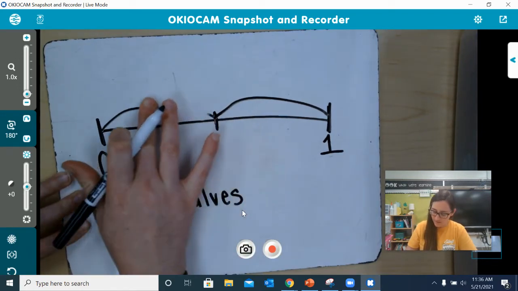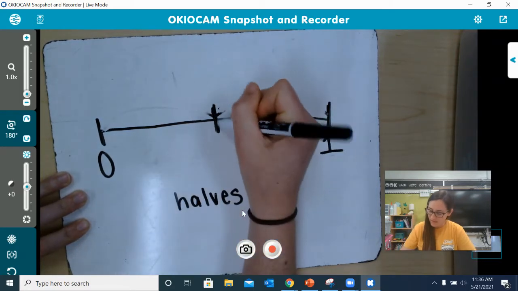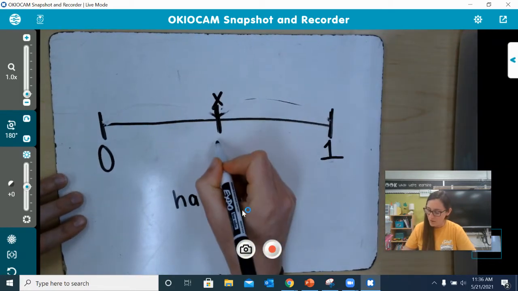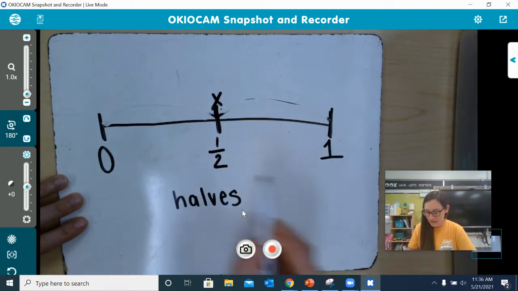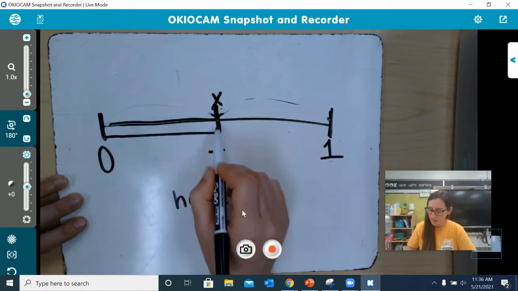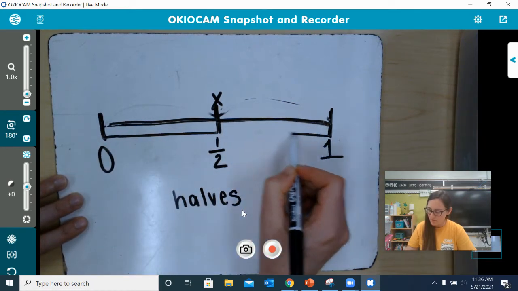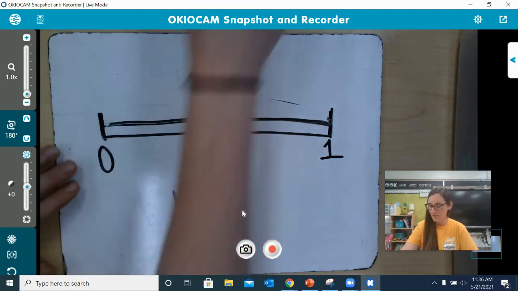So if I get rid of these, this space right here represents 1/2, because we have 1 space out of 2 spaces. That is 1/2. All right, we're going to try another one.